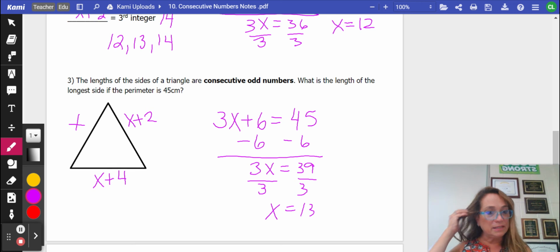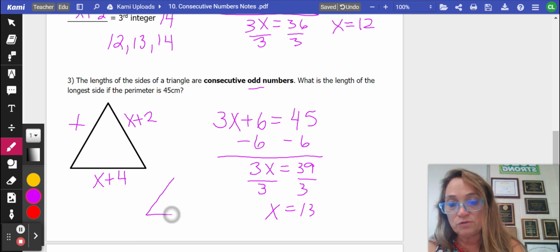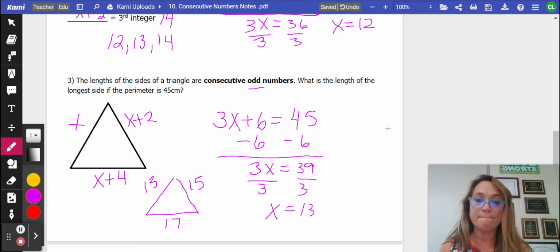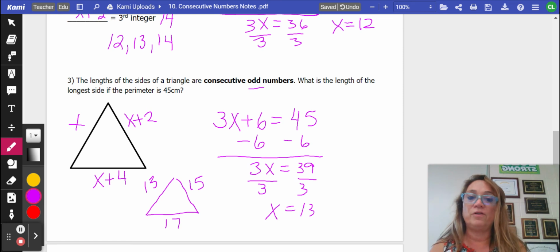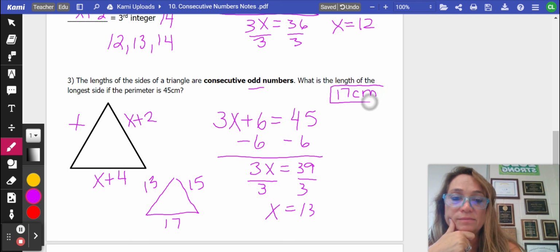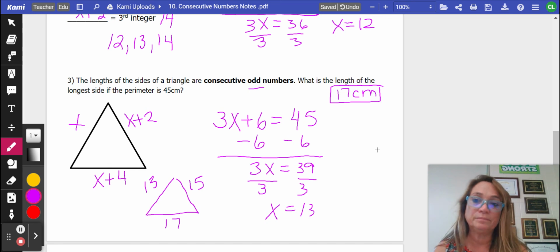Now, I like 13 because if you look, it does say odd, and 13 is odd, so that's a good sign. So I'm just going to draw another triangle. So that would be 13. 13 plus 2 is 15. 13 plus 4 is 17. Again, I'm going to double check. For the question, they want the longest side, so I'm going to put 17 centimeters as my answer. That's the longest side. If they wanted the shortest, you would say 13.